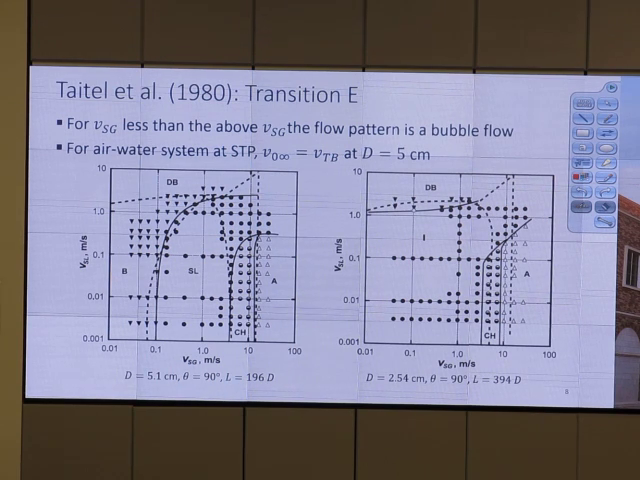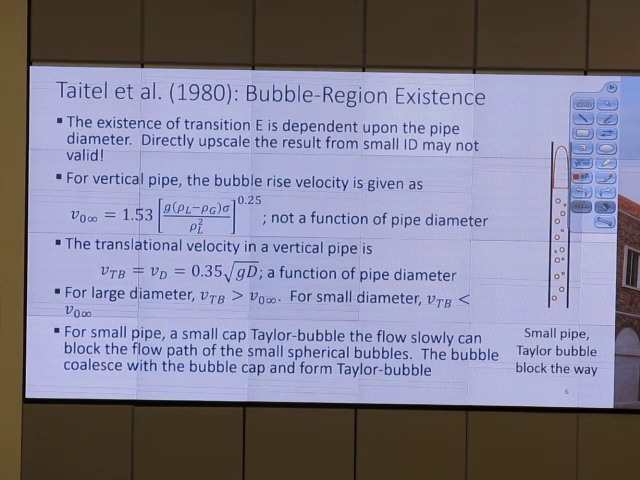So the question here is, why is that? Sometimes we have bubble flow, sometimes we don't. Sometimes this line is there, sometimes we don't have the transition line. But Maya, what do you think is that? Did you read the book? Yes. Diameter, yes, because of the diameter.